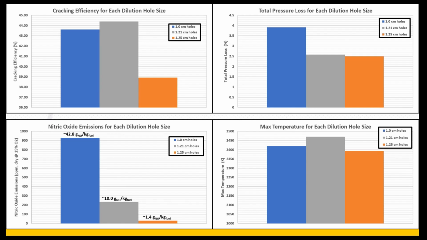As a matter of fact, the 42.8 grams per kilogram is roughly in range for what the LEAP 1B engine that the clean engine is based off of. This is roughly what I've seen reported at takeoff, somewhere between 30 to 40 something. So with the 1.25 centimeter case, we are well below that. And in max temperature, again, the 1.21 centimeter case produced the highest temperatures, which corresponds to the highest cracking.